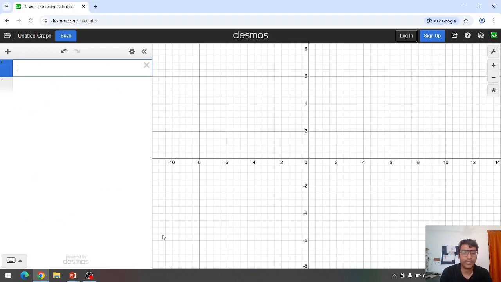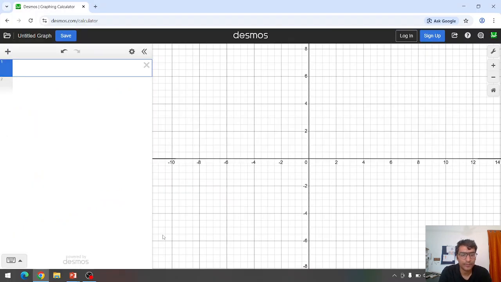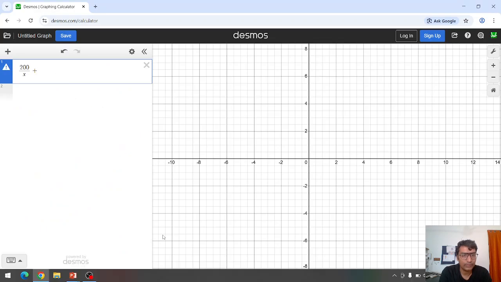I'll show you here. You can enter the equation. What is that equation? The original function is 200 over r plus 2 pi r squared. So I'll write 200 by x plus 2 pi x squared. So this is the graph.